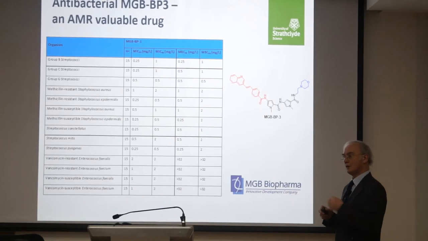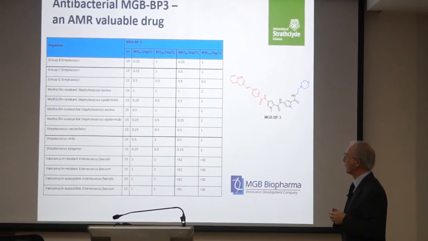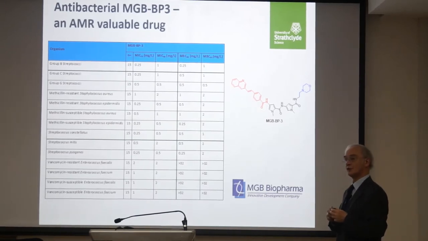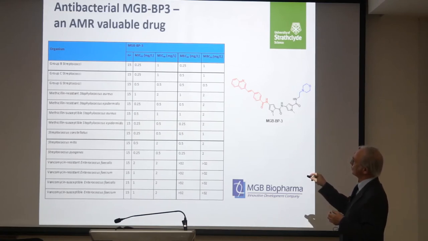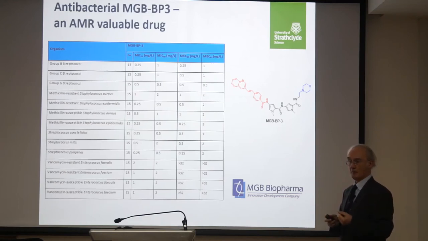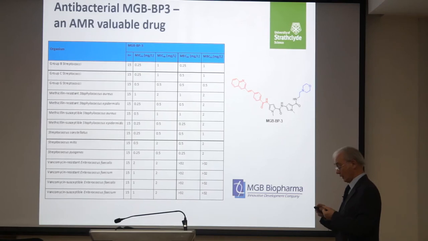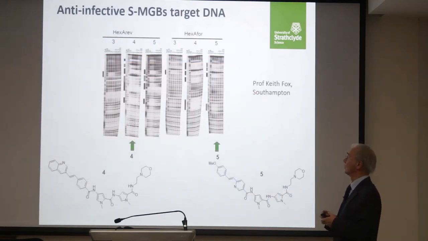So, one of the things that is necessary if our compounds are to be taken forward is that they should be active against strains resistant to current drugs. And if we pick out a couple of lines from the data that our partner company, MGB Biopharma, has produced, we can compare a methicillin-resistant Staphylococcus aureus with a methicillin-susceptible one. And if you look at these figures, up and down, you'll see that they're essentially the same. So our compound is able to deal with the resistant strain as well as the susceptible strain, and a lot further studies have demonstrated that it is indeed a significantly active compound against a wide variety of bacteria.